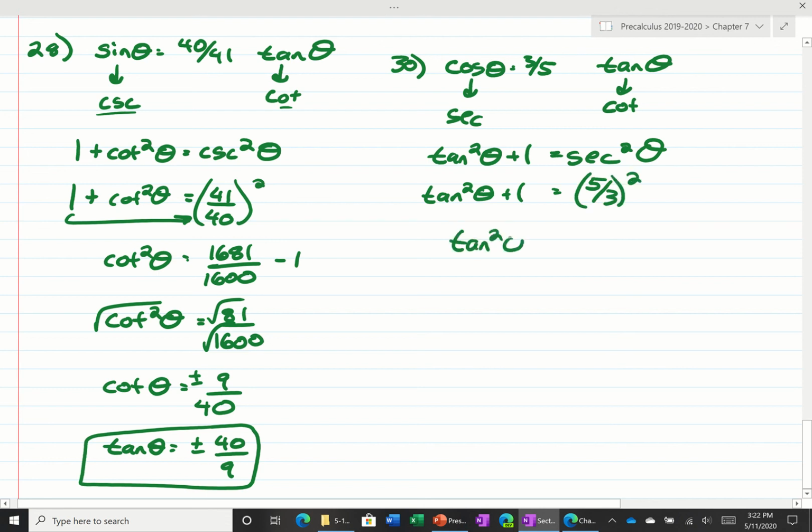So I'd get tangent squared of theta is equal to 25 over 9 minus 1 is 16 over 9. Square root would give us the tangent of theta will be plus or minus 4/3.